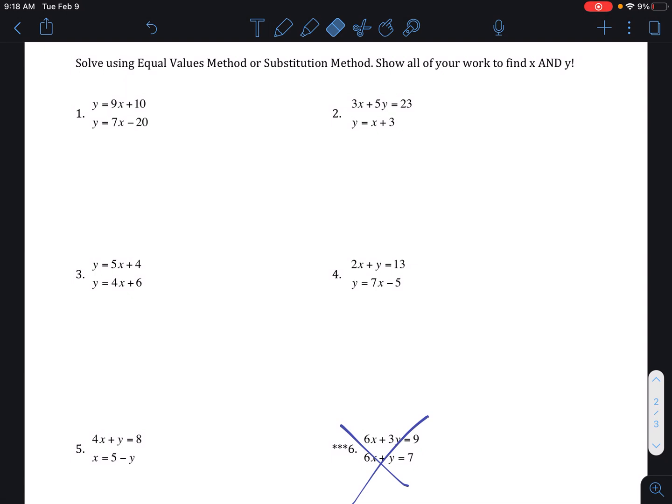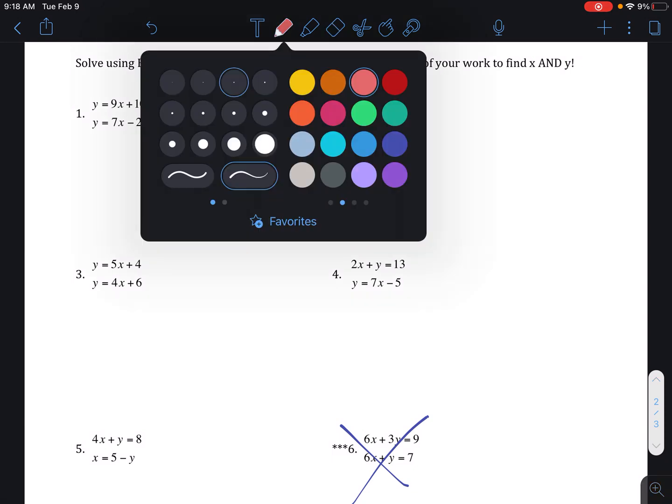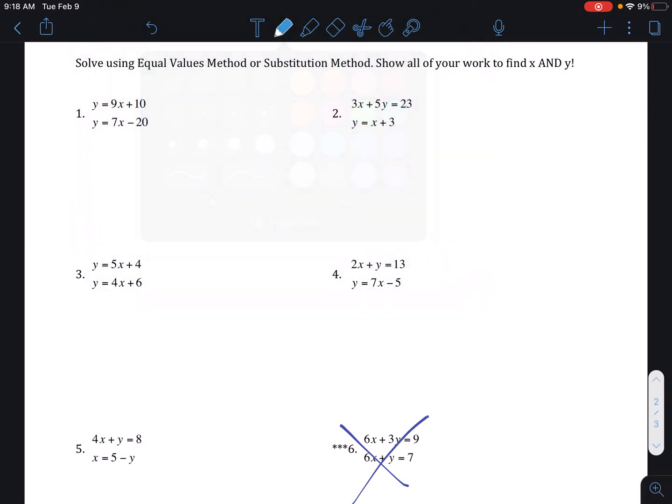Okay, so it's really important. If you got it wrong, make sure that you find your mistake. Okay? All right. I can't remember which ones I did, so I'm just going to start at the beginning. So we'll start with the first one.